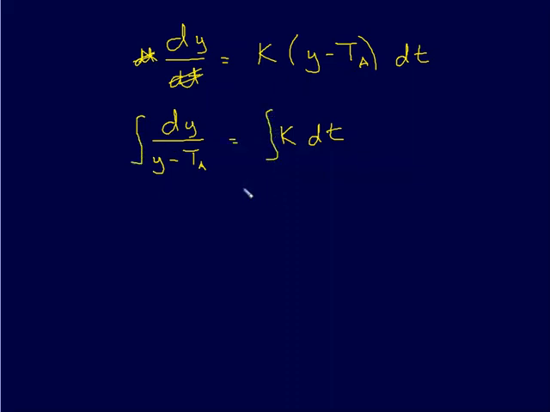Okay, so the easiest integral is the one on the right. k is a constant, and we're integrating dt, so it'll be kt. And now we have to introduce a third constant, the constant of integration, plus c.